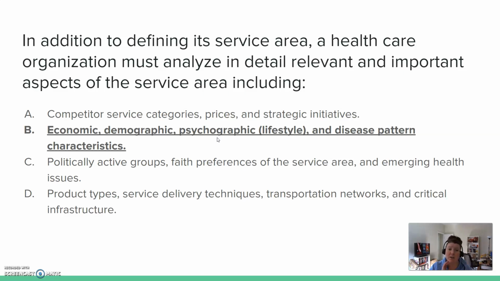So really interesting. Hospital for Special Surgery is going to be looking at that demographic data, that psychographic data. Do people live a lifestyle that would allow them to do that? And then also those disease pattern characteristics. In what areas should they advertise? What areas should they get their information out to, so that potential patients will know that they provide the service?